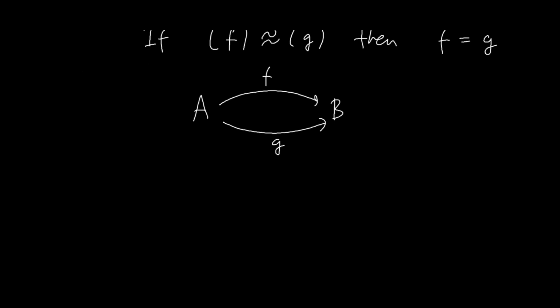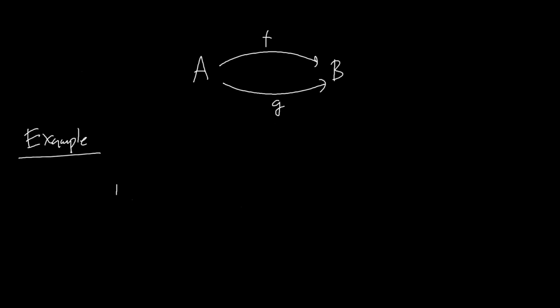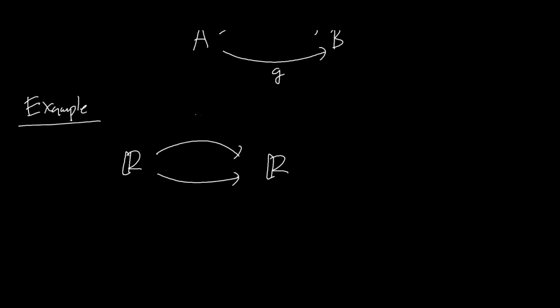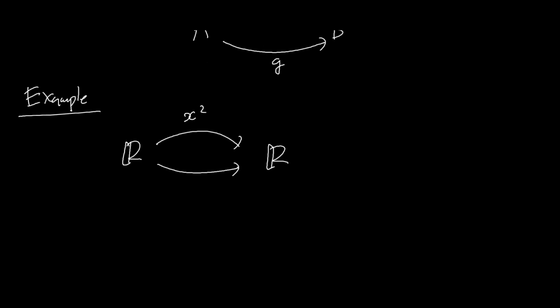So consider an example where we have two processes from, let's say, real numbers to real numbers. So again, these will be functions. Okay. So one is the function given by x squared. And the other one is a function given by taking the absolute value of x and squaring that.